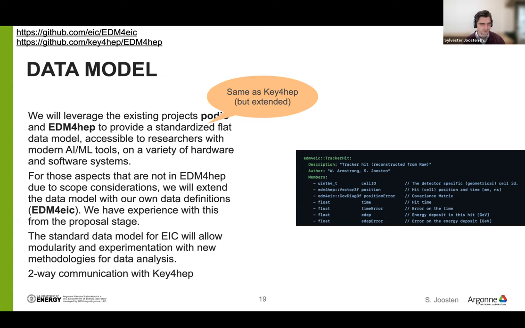So this is the same as Key4Hep. However, for those aspects that are not in EDM4Hep due to scope considerations, we will extend the data model with our own data definitions, EDM4EIC. And we were one of the groups that pushed for EDM4Hep to become extensible, which it is right now. The standard data model for EIC will allow modularity and experimentation with new methodologies for data analysis, because this is really a component that's orthogonal to the framework choice or orthogonal to a lot of the different choices for tools. And I also want to emphasize that we've had some very productive two-way communication with the Key4Hep project.